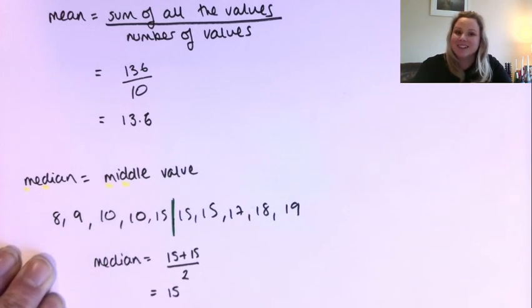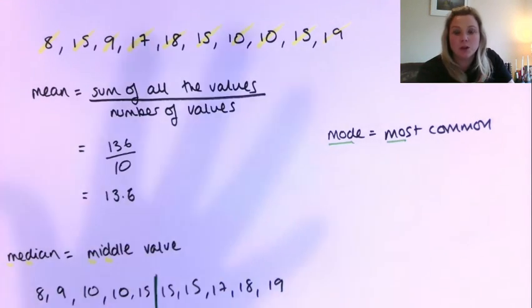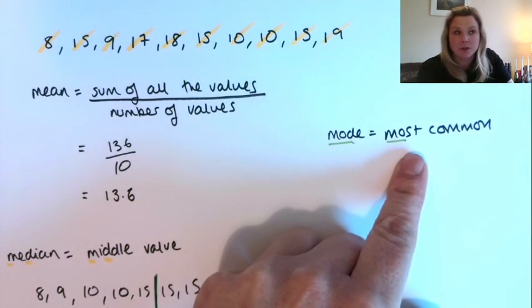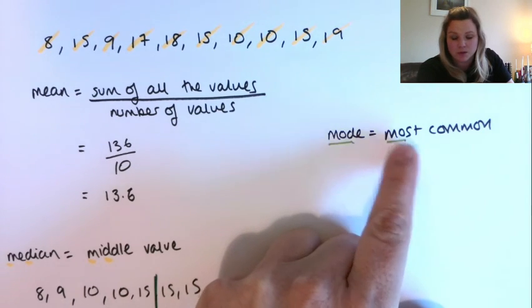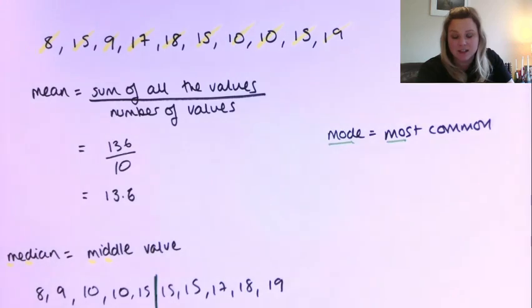Okay, next one is mode. So the mode is the most common, so mode, most common. It's just the one that appears the most, and depending on the situation, sometimes this would be the most useful average to use. So for example, if you worked in a shop and you sold shoes, the most common sold size is going to be the one that you're going to want to order the most of. So it is the most useful for situations like that.